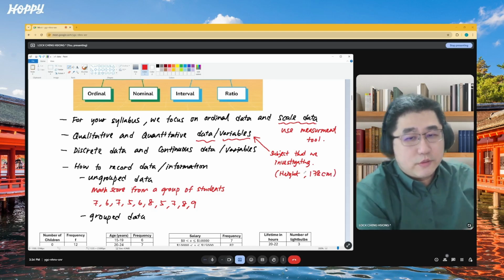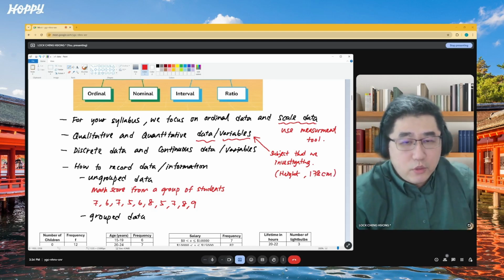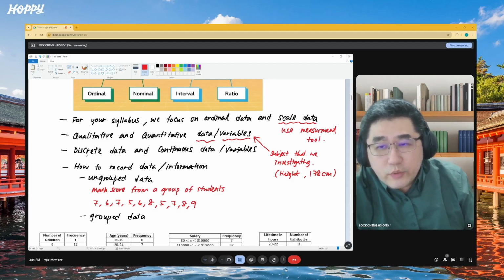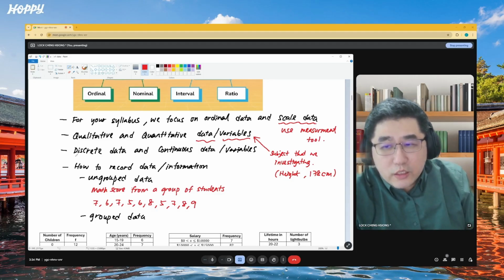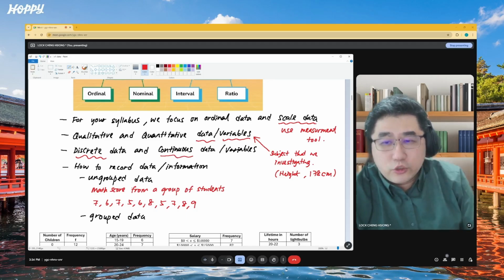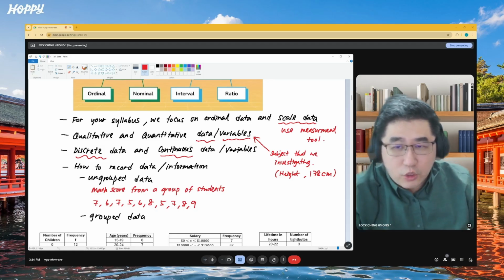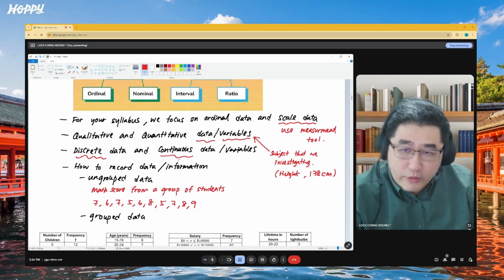Okay, height of a person. So height is the variable. Okay, 178 cm is the data. And the data that we collected can also be split in the form of discrete and continuous. Okay, discrete means it's a whole number. Continuous means you have a decimal value.